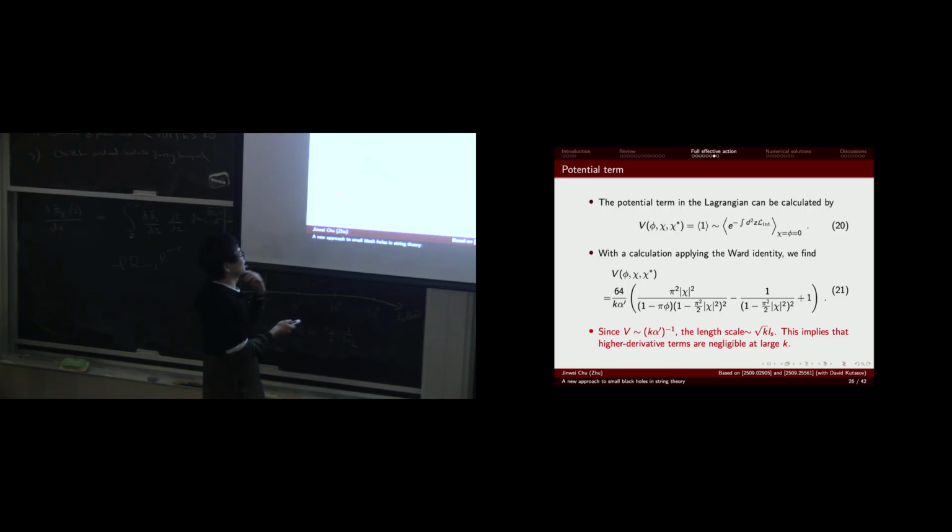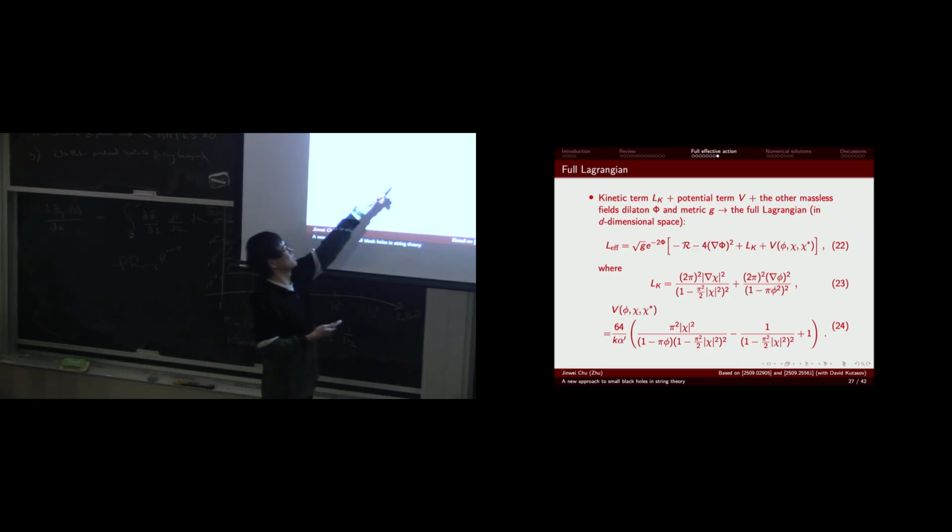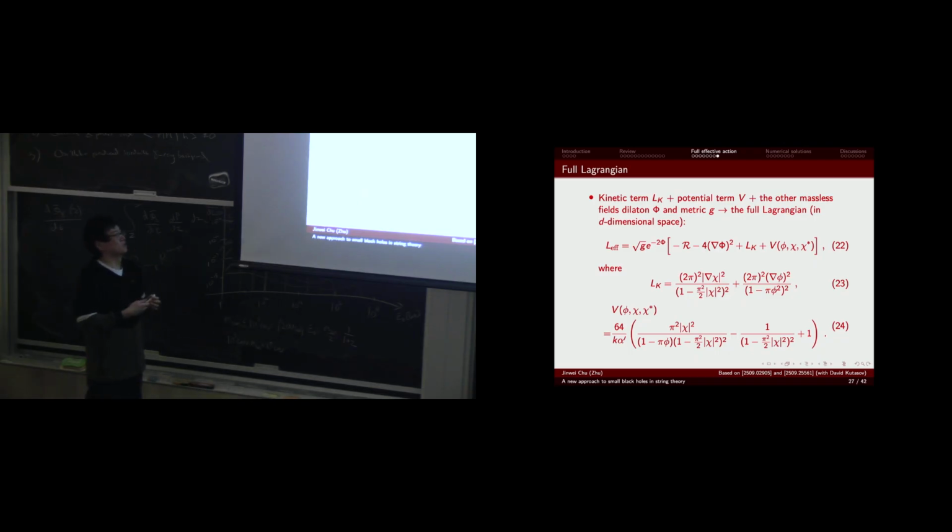So let's collect the kinetic term and the potential term. And also don't forget about the other massless fields, namely the dilaton and the graviton. So they together give the full Lagrangian. The first two terms in the Lagrangian are basically just dilaton gravity. The last two terms are the previous kinetic term and potential term. So this is basically a theory of chi and phi coupled to dilaton gravity.